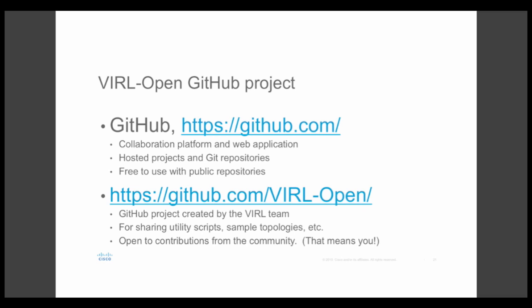The VIRL team has created this project here, github.com/virlopen. We're using that to share some utility scripts and some sample topologies. We're also looking for contributions from the community. That means you. So if you have cool scripts of things you've done to help automate around VIRL, or neat topologies that you'd like to share, you can submit a pull request through GitHub, and we will take a look and see if we can pull that into our repository.